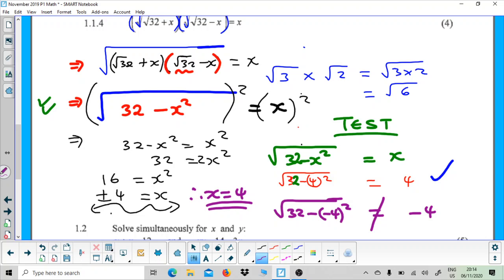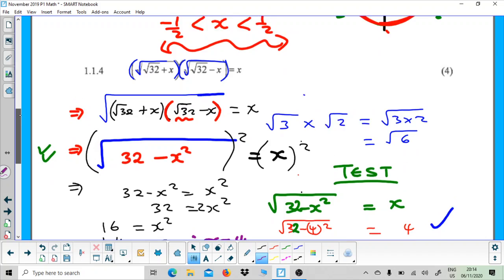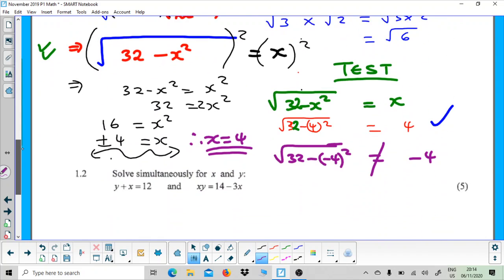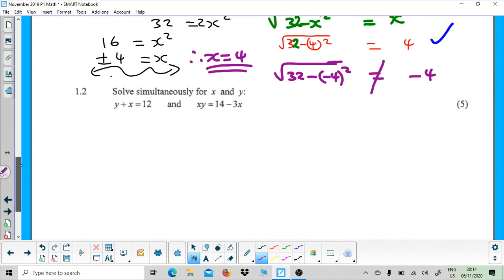All right, so that's what we do with surd equations and with things like this. Just watch out for them. It's quite interesting to be able to do stuff like that.